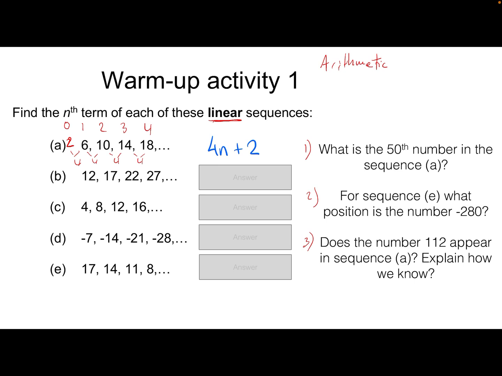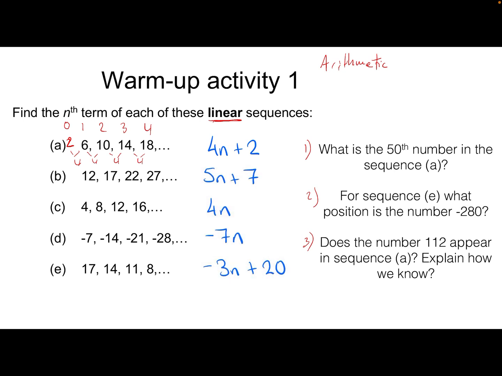Okay, so here are the answers. Because D and E are descending, we have a negative coefficient of n, okay? But the way you do it remains exactly the same. We look for the difference. Well, the difference is we're subtracting 3 each time, and then go back one in the sequence. Clearly it's got to be 20. So minus 3n plus 20.